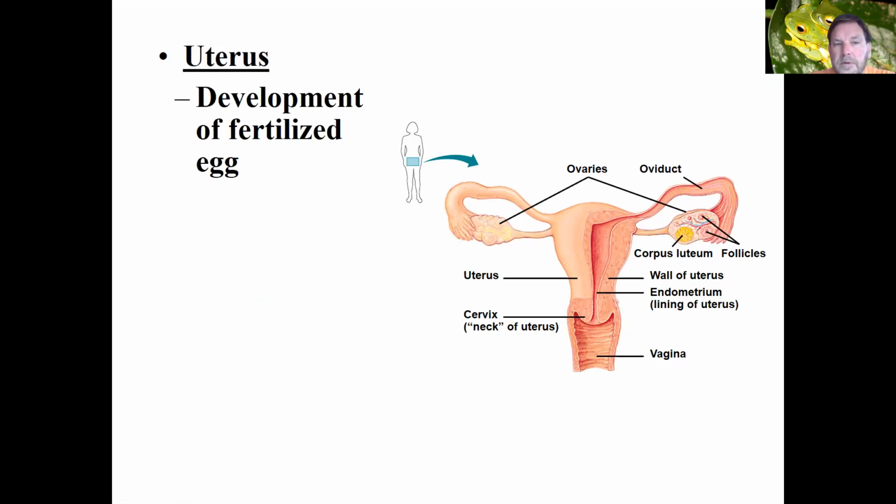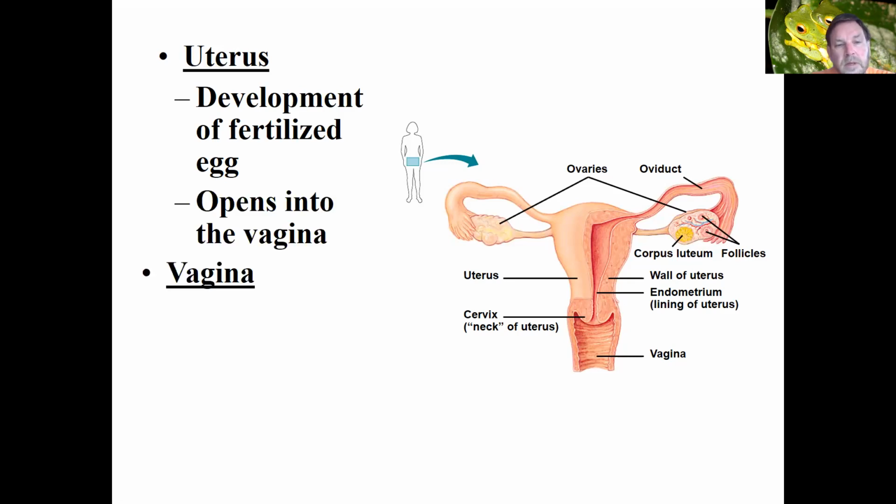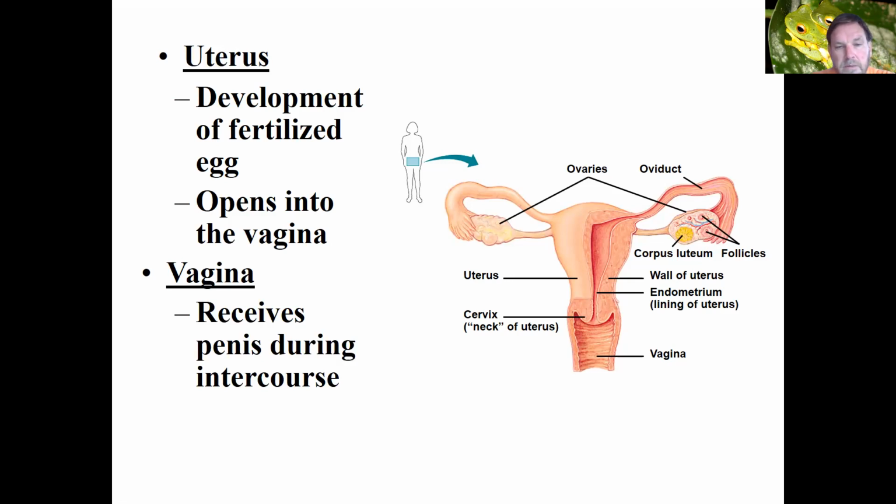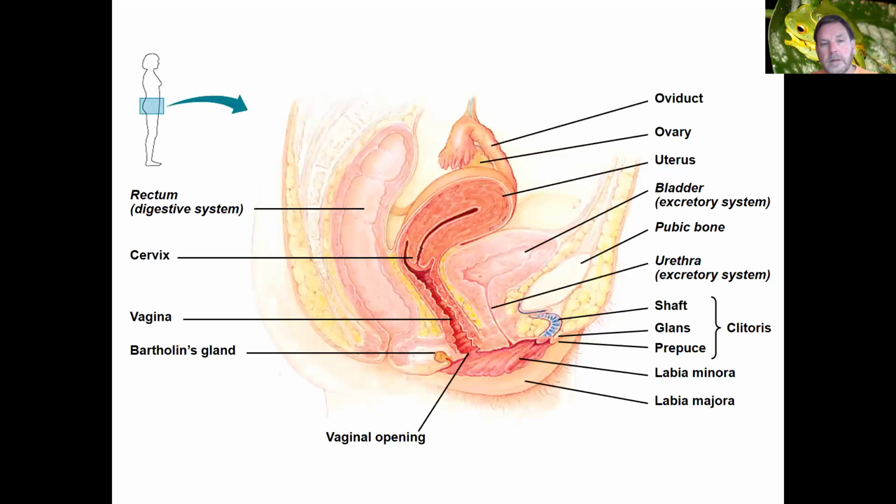So the uterus is important in the development of the fertilized egg, opens to the vagina. The vagina receives the penis during intercourse where sperm can fertilize the egg. It also forms the birth canal where the fetus will be born into a new human. If you look at the other direction of the system, you can see the ovaries, the oviducts, the uterus. This is part of the excretory system, the urinary bladder, pubic bone, which is important for protecting all of this.